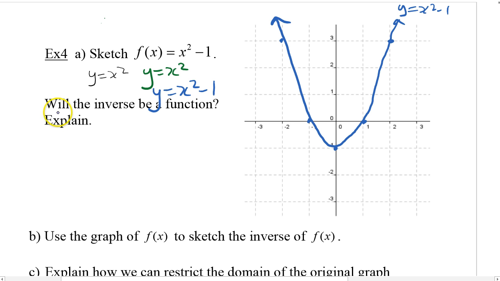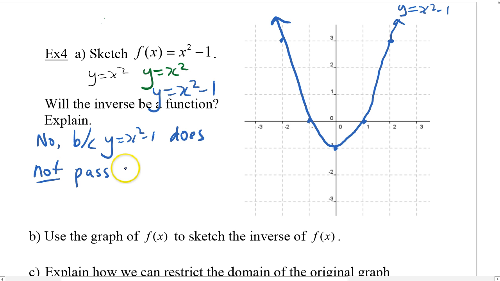Okay, so there is my y is equal to x squared minus 1 in really messy writing. The question is now, will the inverse be a function? And I can say, well, if you recall from earlier, if this function does not pass the horizontal line test, then the inverse, which is going to look a lot different, won't pass the vertical line test. So I can say, no, it will not. No, because y is equal to x squared minus 1 does not pass a horizontal line test. And I have exceptionally messy writing today.